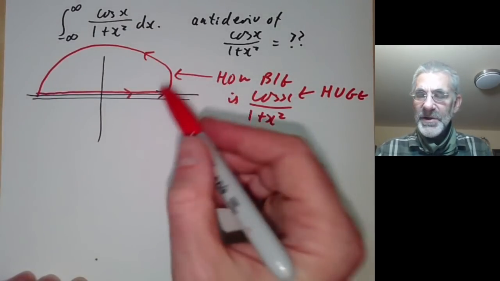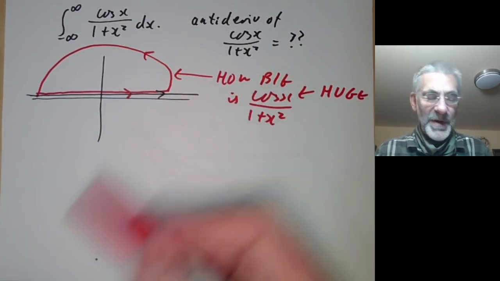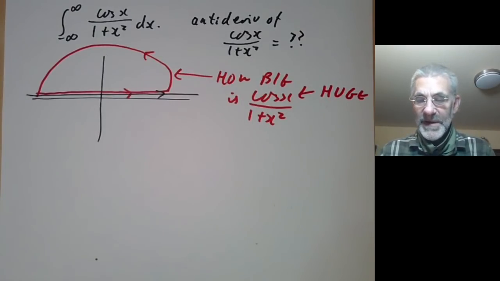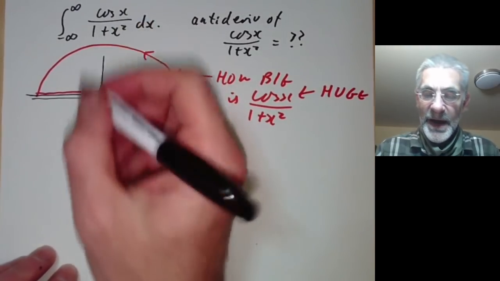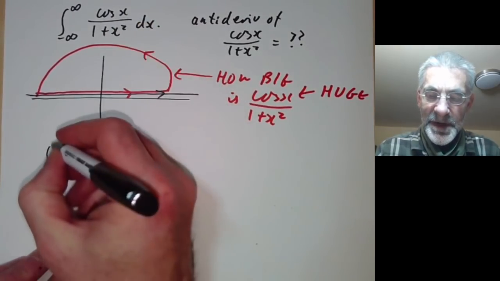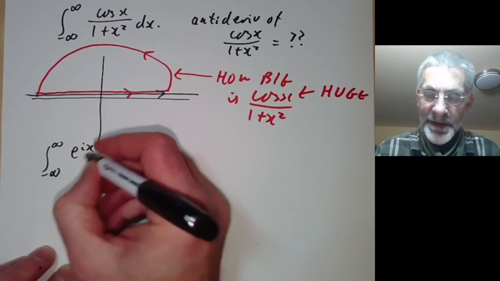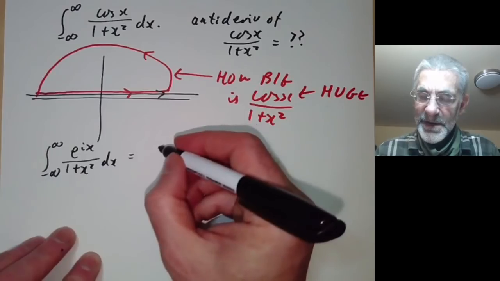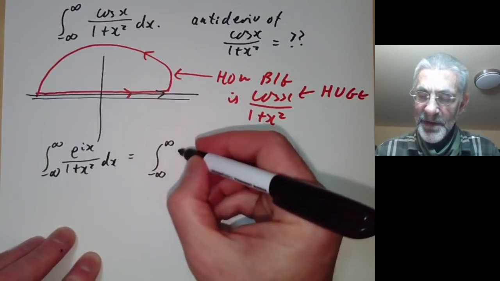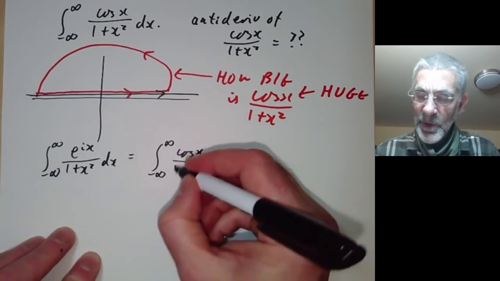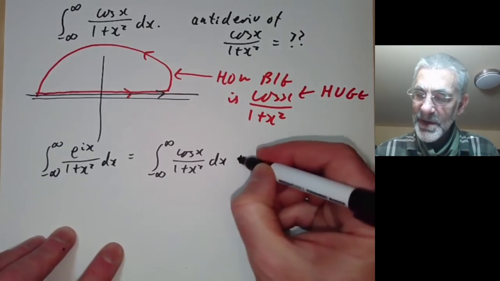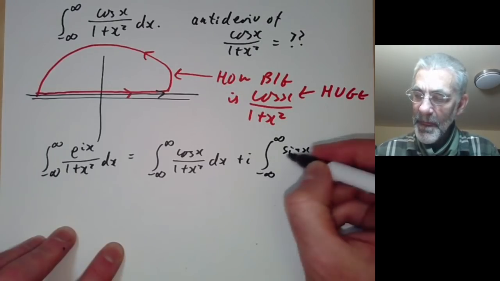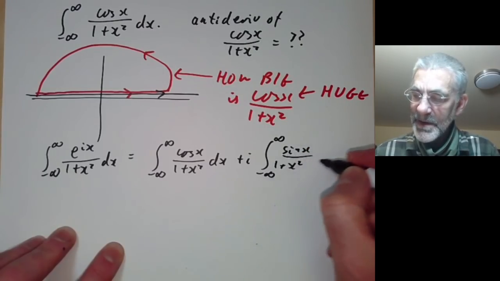The integral over there is huge, and there's no point trying to integrate down there because it's equally huge. Well, there's a very neat trick for dealing with this, which is that instead of cosine x, we look at the integral from minus infinity to infinity of e to the ix over 1 plus x squared dx. This is the integral from minus infinity to infinity of cosine x over 1 plus x squared dx, plus i times the integral from minus infinity to infinity of sine x over 1 plus x squared dx.